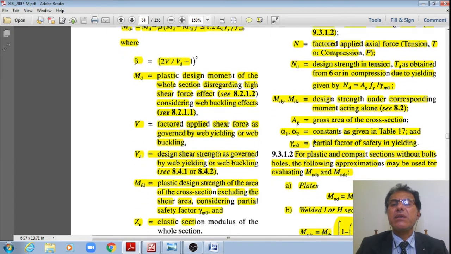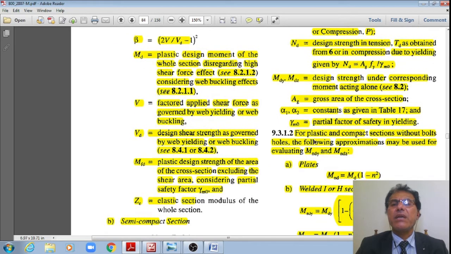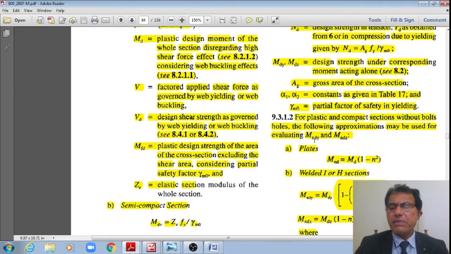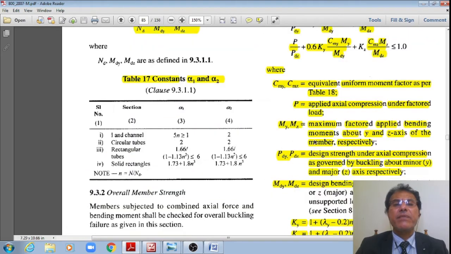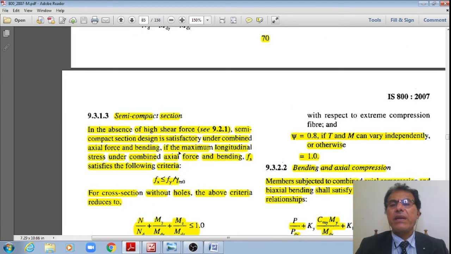Ag is the gross area of the section, and alpha 1 and alpha 2 are the constants as given in Table 17. Let us see that Table 17, students, right? These are the constants alpha 1 and alpha 2 for different sections, I section and channel section. Alpha 1 is 5n but greater than or equal to 1, and alpha 2 is equal to 2, like that. For circular tubes, for rectangular tubes and solid rectangles, right? These values are given, right?